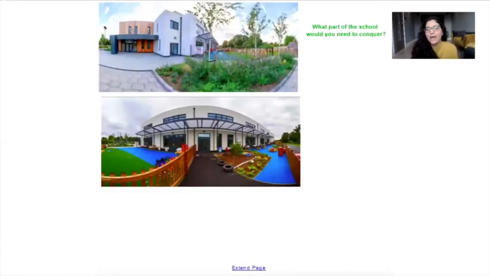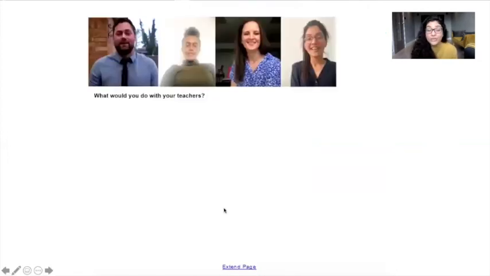First thing to think about as well is what part of the school would you need to conquer? So are you thinking about taking over from the front of the school, or maybe the back, or maybe there's a side entrance? Really have a think about what part of the school you would need to conquer. What would you do with your teachers? You have Mr. Langford, Miss Shah, Mrs. Van Huffel, and myself, Miss Gulzar. What would you do with us? Have a little think about that as well, because when you come into school, you are with us the whole time. So we would be an important person to think about, I think.